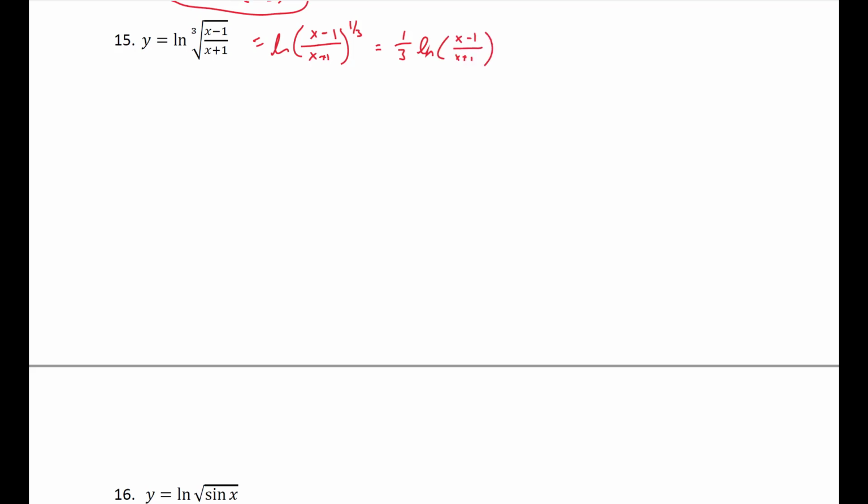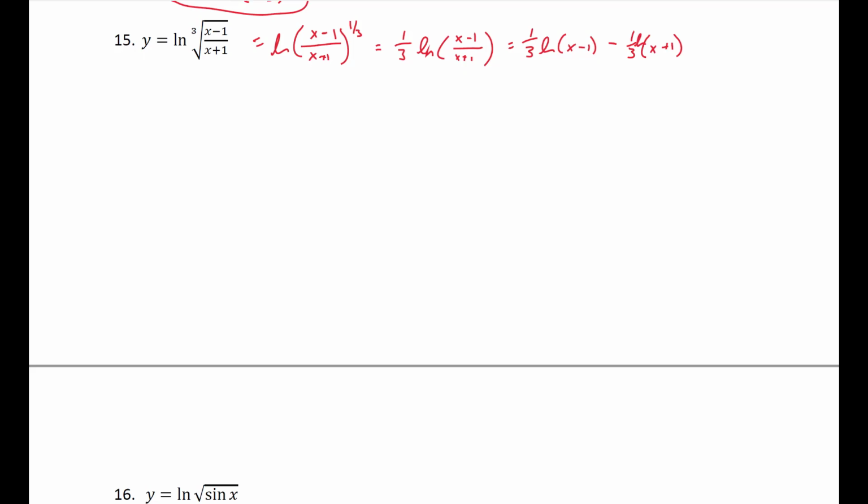And now rewrite that as a difference. So 1/3 natural log of x minus 1 minus 1/3, because we have to distribute that 1/3 to both of them, because the 1/3 is multiplied by the entire natural log. So minus 1/3 natural log of x plus 1.